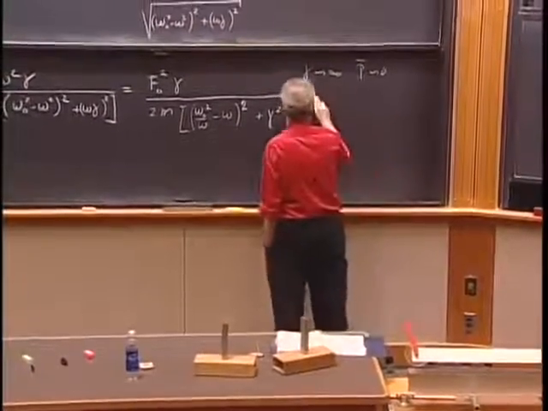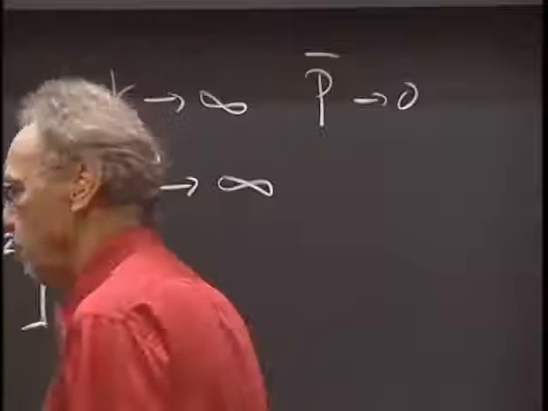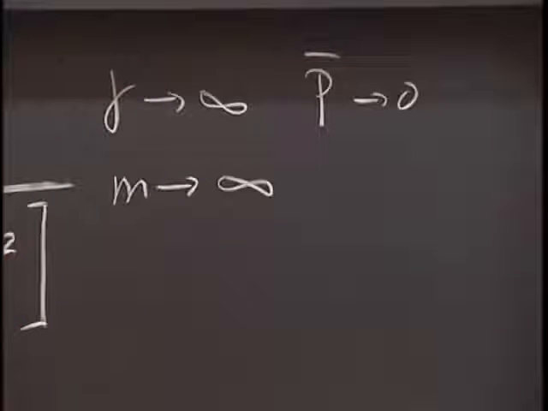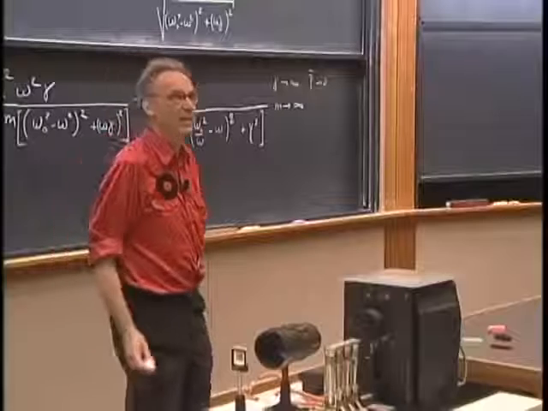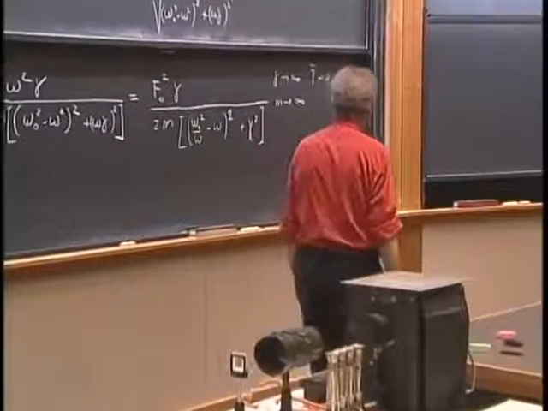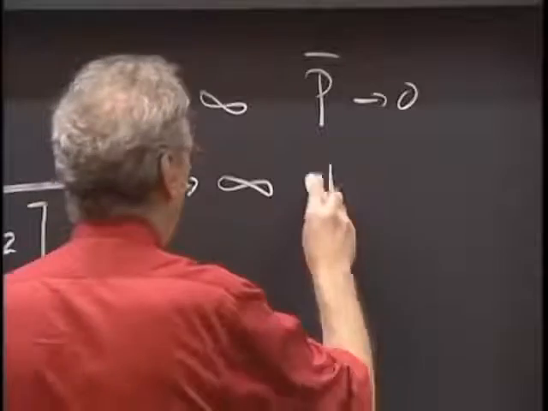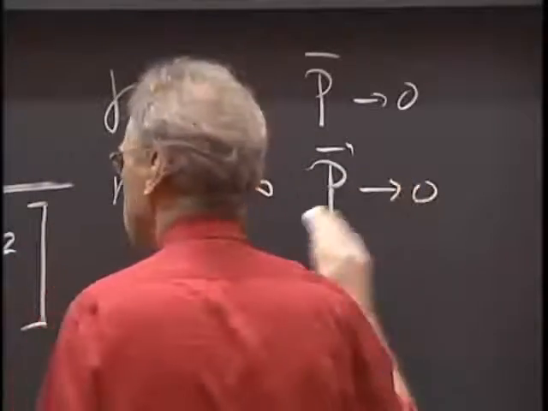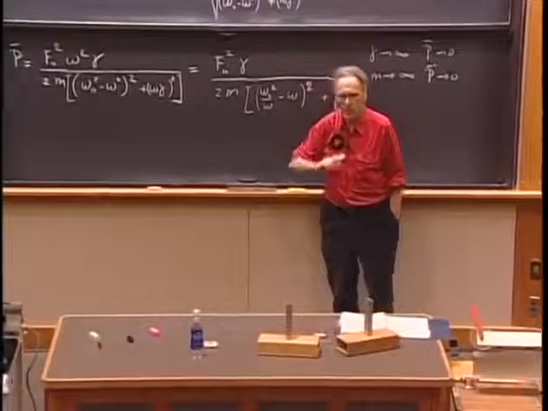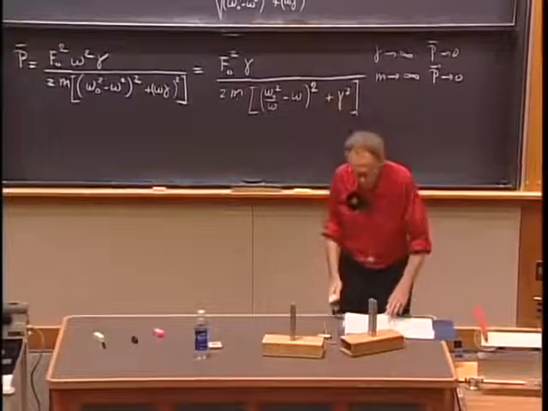Let's make the mass infinitely large. If the mass is infinitely large, you have an infinite inertia, nothing will ever get going. No force will ever get the mass going. Well, that means you expect that the power goes to 0. And indeed, you see here, if m goes to infinity, the power goes to 0.